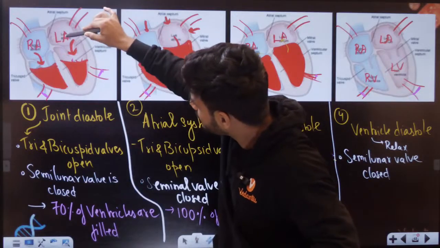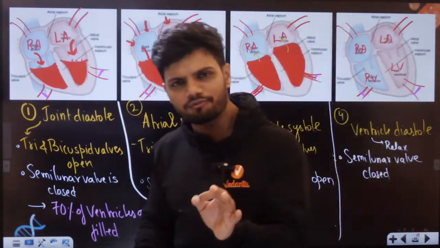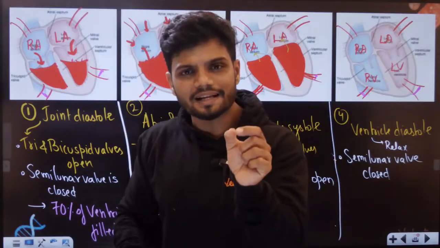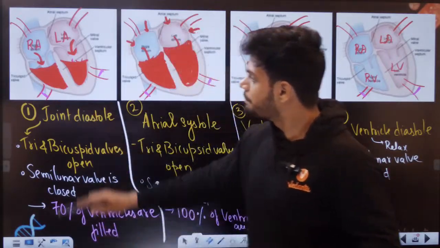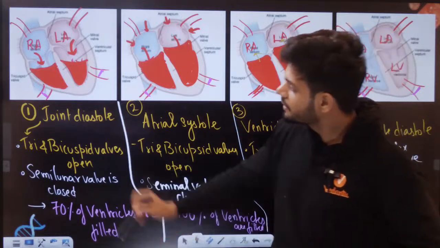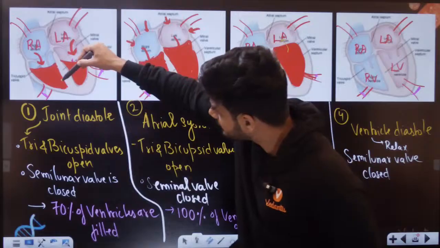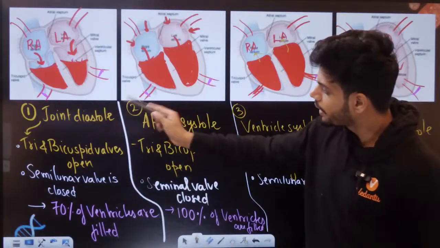When both are relaxed, 70% of blood is flowing into the ventricles easily. And if the blood has to flow into the ventricles, the tricuspid valve right here and the bicuspid valve right here have to open up. They're opened up. But these semilunar valves are closed. Why are they closed? To make sure the blood doesn't go out. That is joint diastole.